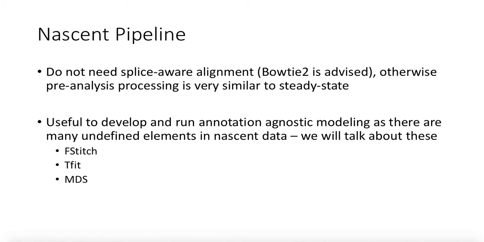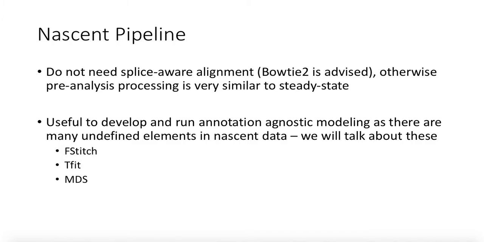We will often do counting over annotated regions for downstream analysis to look at differential transcription rather than expression. However, again, all of the mapping pipeline is essentially the same with the exception of the splice-aware alignment. So what is a lot different is our downstream analysis. Really what we're trying to do in nascent is, we don't have annotations for things like eRNAs, so we're trying to find these using this annotation-agnostic modeling.